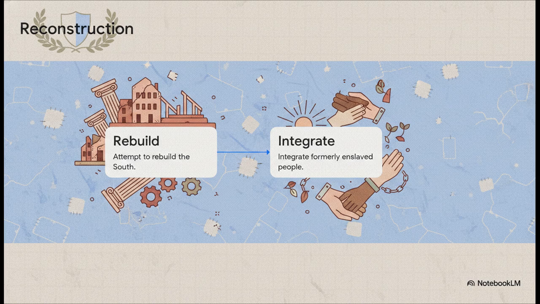First, formally end the hostilities of the Civil War. Second, physically and economically rebuild a completely devastated South. And third, and perhaps most vitally, integrate millions of formerly enslaved people into society as free, equal citizens. It was a monumental effort to heal and remake a fractured country.